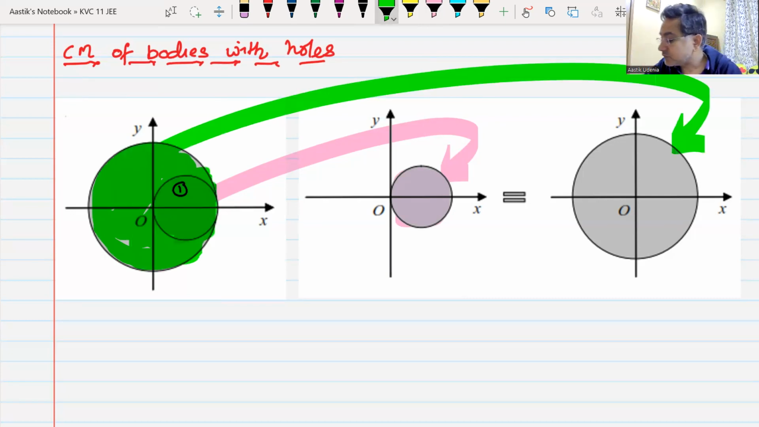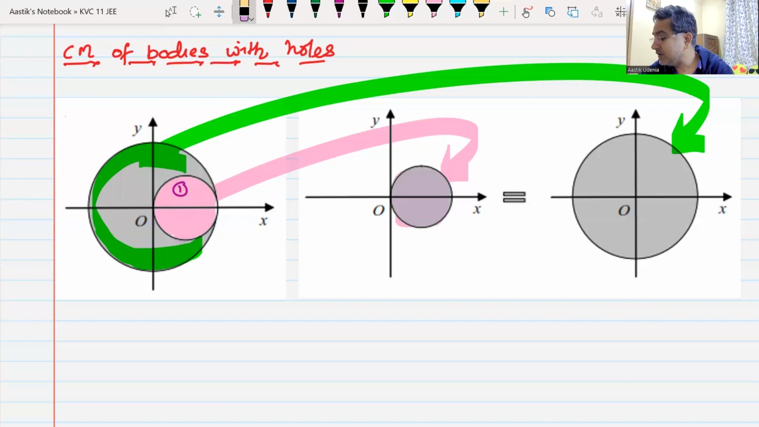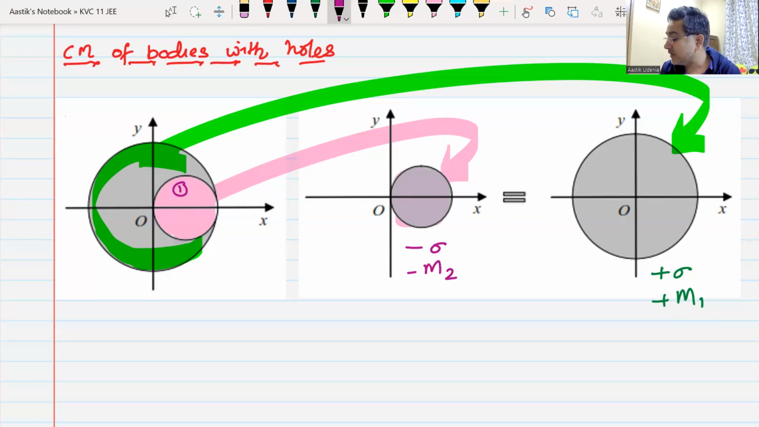Now, how do I make this body from that body? So I imagine that this body has a positive surface mass density. It has a positive mass plus m1. It has a positive mass density plus sigma. And this body has a negative mass density because it is cut from the same body, so it will have the same density. It has negative mass.